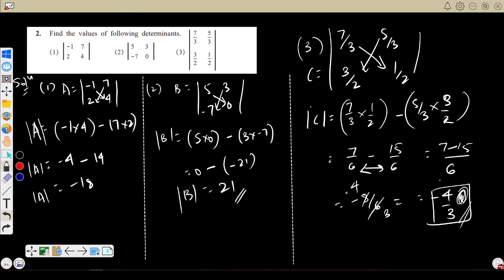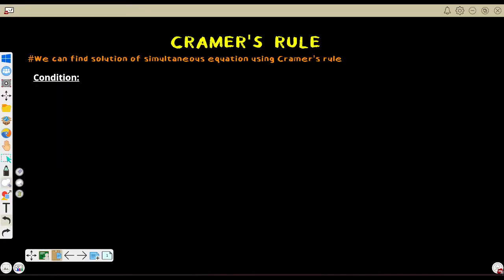So with this, we complete the question number 1 and question number 2. After this, from question number 3, we will use Cramer's rule. Which is again very easy. If you know what are determinants and how to solve the determinant, you can easily use Cramer's rule to find the solution of any two linear equation in two variables. So now we will look at what is Cramer's rule. This is basically a method by which we can find the solution of any given simultaneous equation.